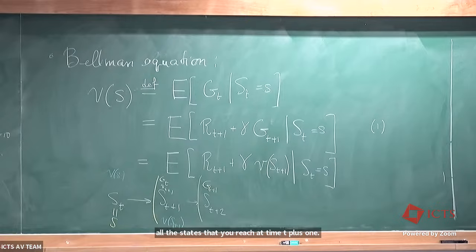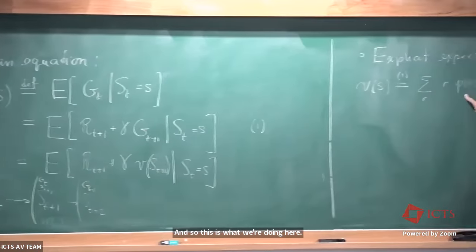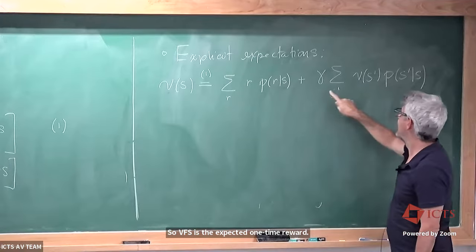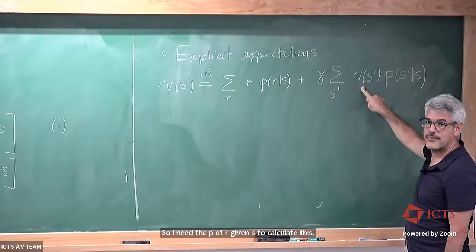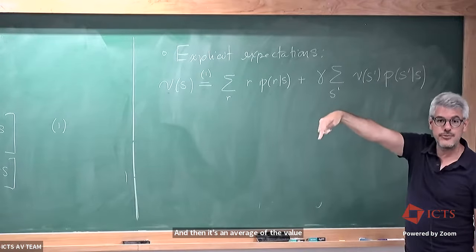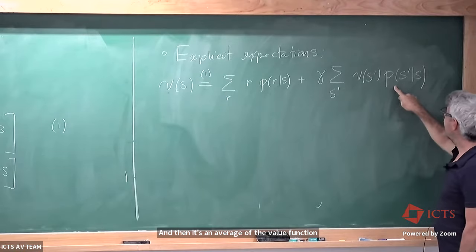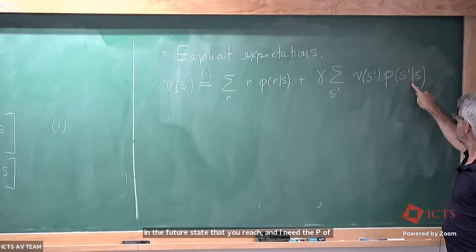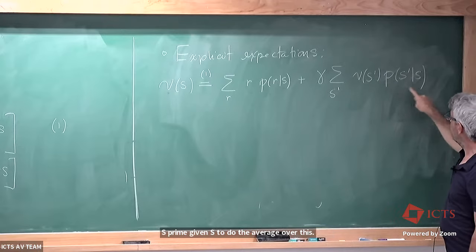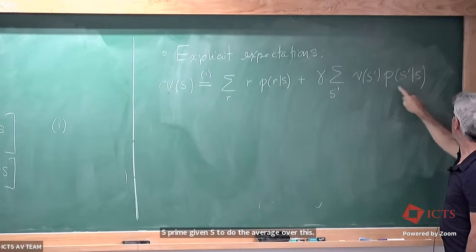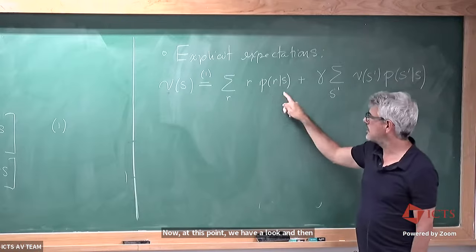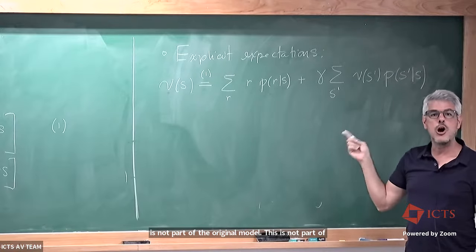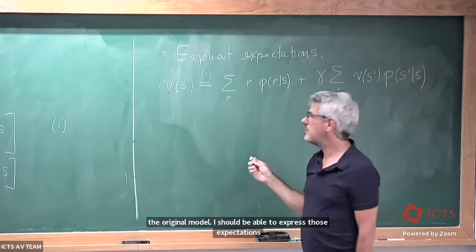And so this is what we're doing here. V of S is the expected one-time reward, so I need the P of R given S to calculate this. And then it's an average of the value function in the future state that you reach, and I need the P of S prime given S to do the average over this. Now, at this point, we see this is not part of the original model. I should be able to express those expectations only in terms of the model specification.